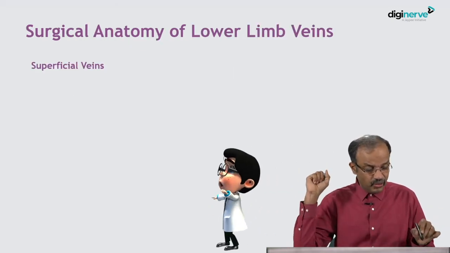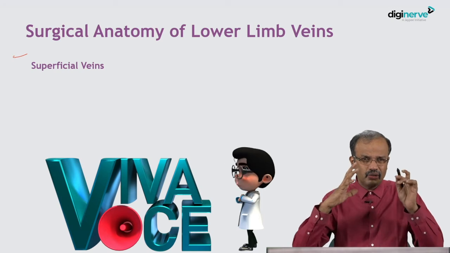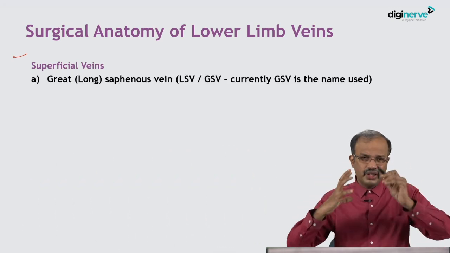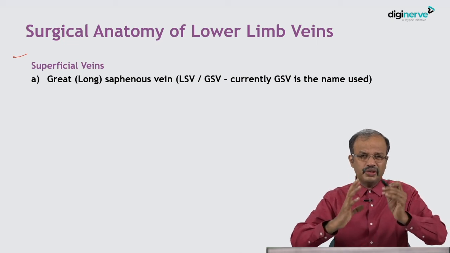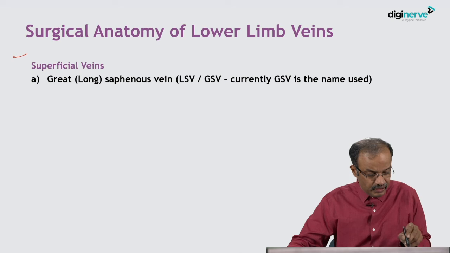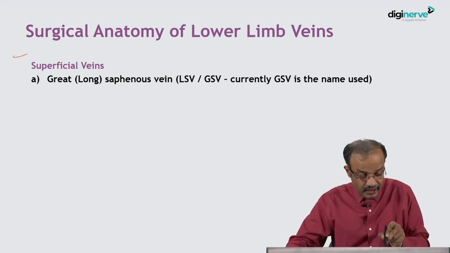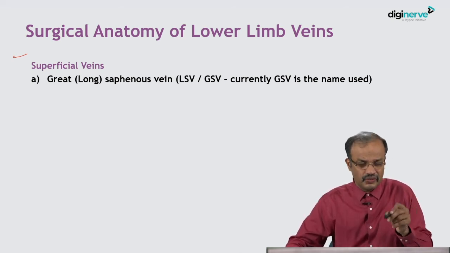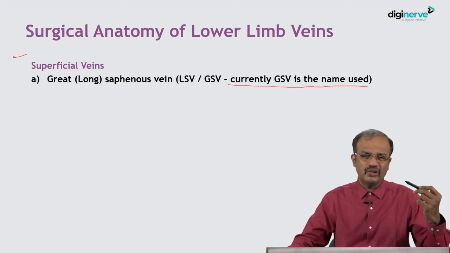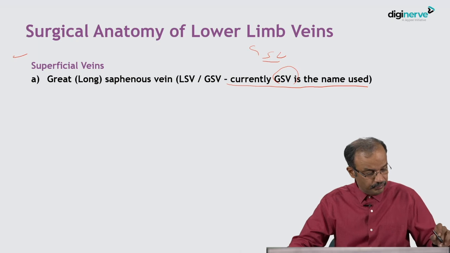Surgical anatomy of the lower limb: I will explain it with the diagram. You have superficial veins and deep veins. Deep veins lie deep to the deep fascia, and superficial veins lie outside the deep fascia. The great saphenous vein, in olden days called the long saphenous vein. The current name is great saphenous vein. At your level, if you call it either long saphenous vein or great saphenous vein, both are accepted, but the terminology has changed to great saphenous vein. The short form used is GSV.